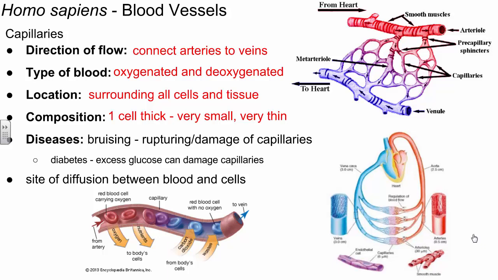Sometimes people that are diabetic, if their blood glucose is not managed properly, excess glucose in the blood can damage capillaries, okay? And that can lead to various types of problems in terms of things like vision problems or necrosis, the death of tissue that's not getting adequate supply of oxygen. Those things can happen if blood glucose levels are not managed properly.